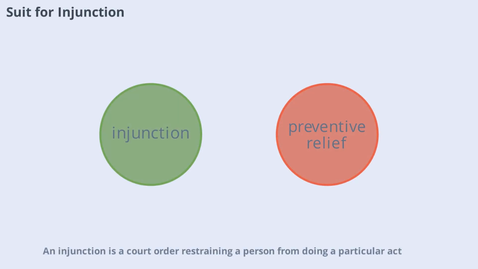An injunction is a court order restraining a person from doing a particular act. It secures the specific performance of negative terms in a contract, preventing a party from acting contrary to their promises. Injunctions are preventive relief, ensuring parties adhere to contractual obligations and protecting the interests of the aggrieved party.